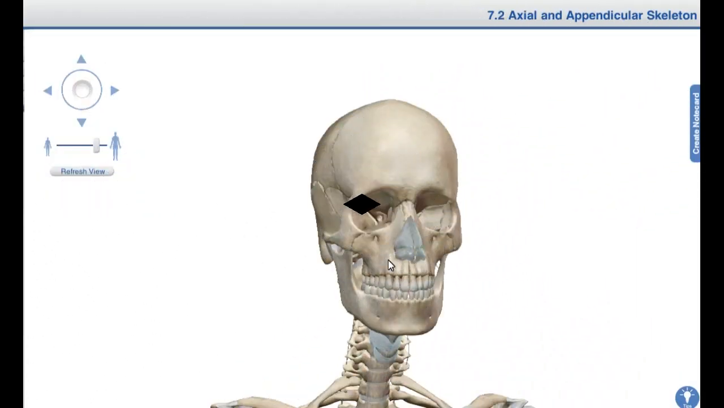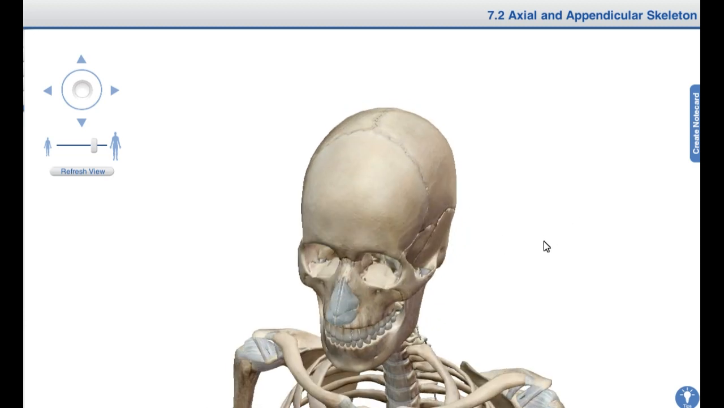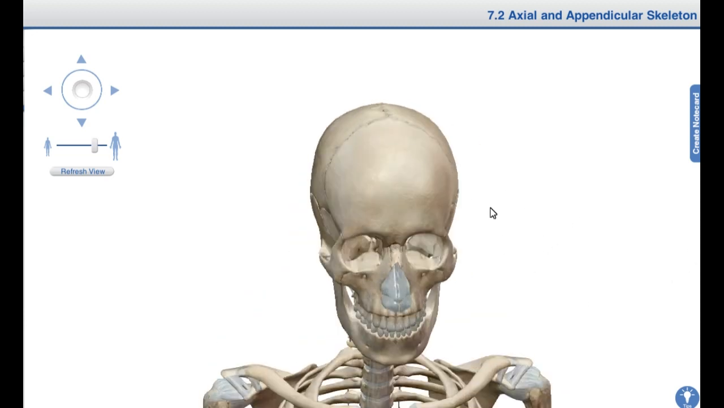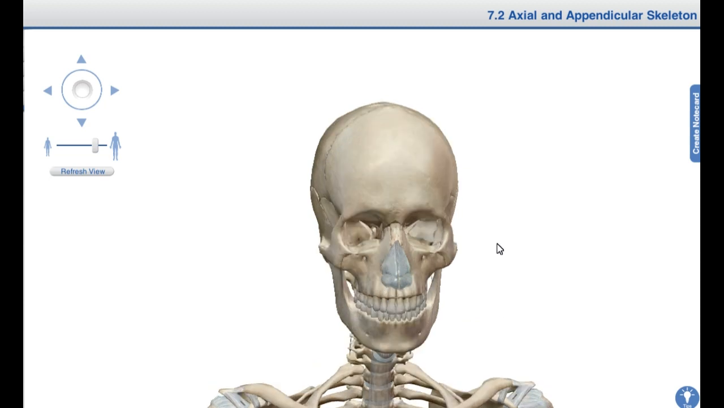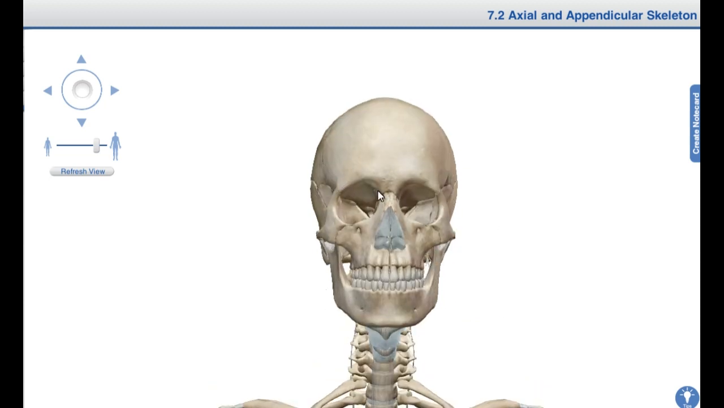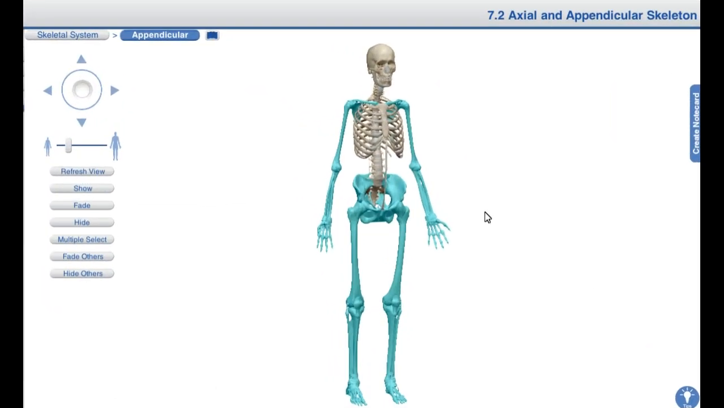The skull comprises a large number of fused bones that make up the cranium and the bones of the facial skeleton. We have 8 bones in the cranium. This is the cranial region, and we have 14 bones present in our facial region. Okay, now let's talk about the appendicular system.